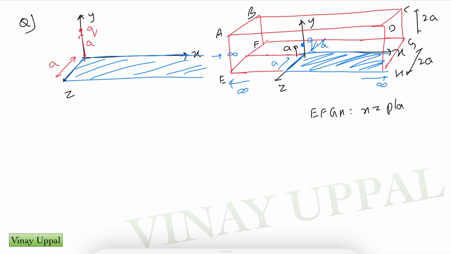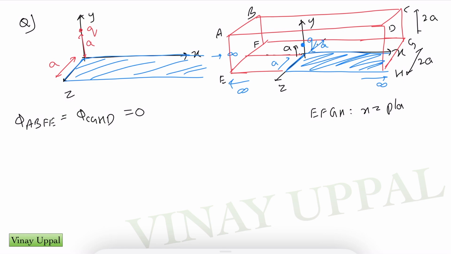Now, first thing to note is that the flux through A, B, F, E and the flux through C, G, H, D. So basically these surfaces that are at infinity, the flux to those surfaces will be 0 because they have a finite area, but they are at infinite distance from the point charge, and we know that the field of a point charge goes to 0 at infinity. So the flux to those two surfaces will be 0.